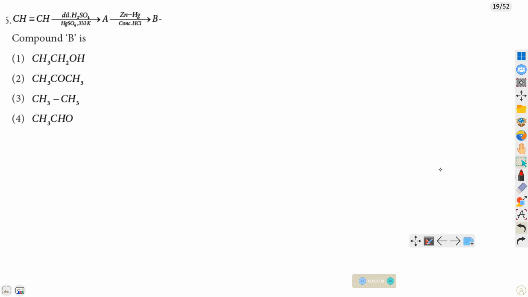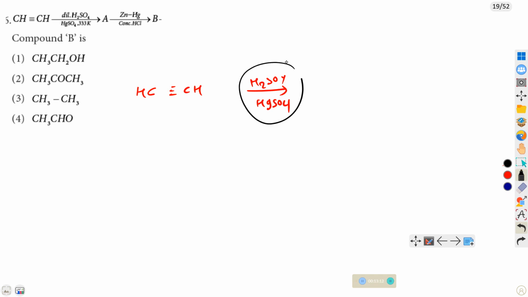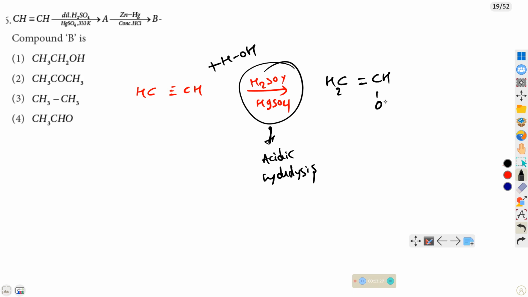CH triple bond CH, with H2SO4, HgSO4. Acidic hydrolysis takes place. Add a water molecule. Then what is formed? CH2 double bond CHOH. This is an enol. Enols participate in tautomerism.